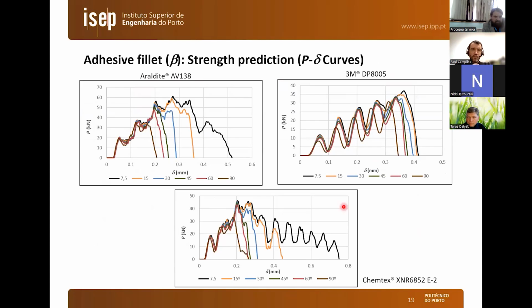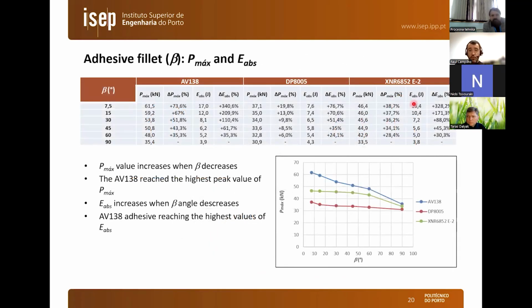On the other hand, we saw that using an adhesive fillet actually has the effect of increasing the joint strength, because here we have the 90 degrees, and for some of the conditions, we actually have an increase in the strength of the joints. These are the results that we obtained, and actually we have improvements that go up to 35% for the AV, 19% for the DP, and 38% for the XNR.